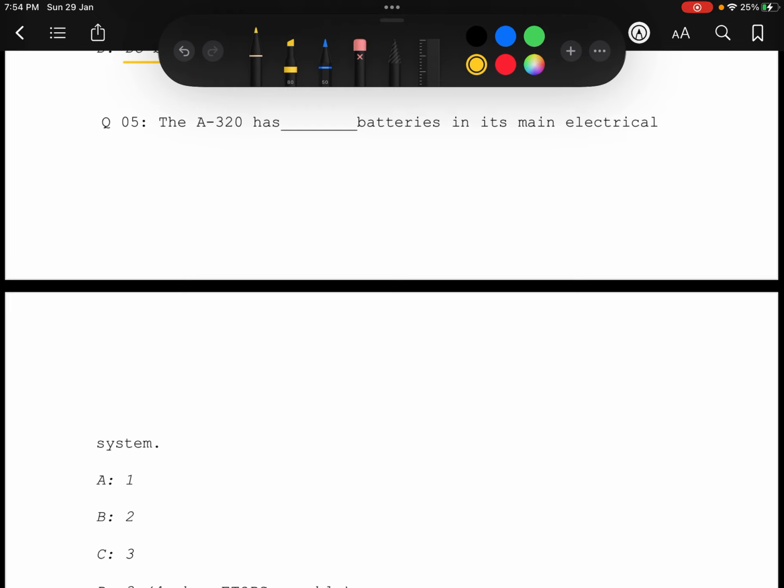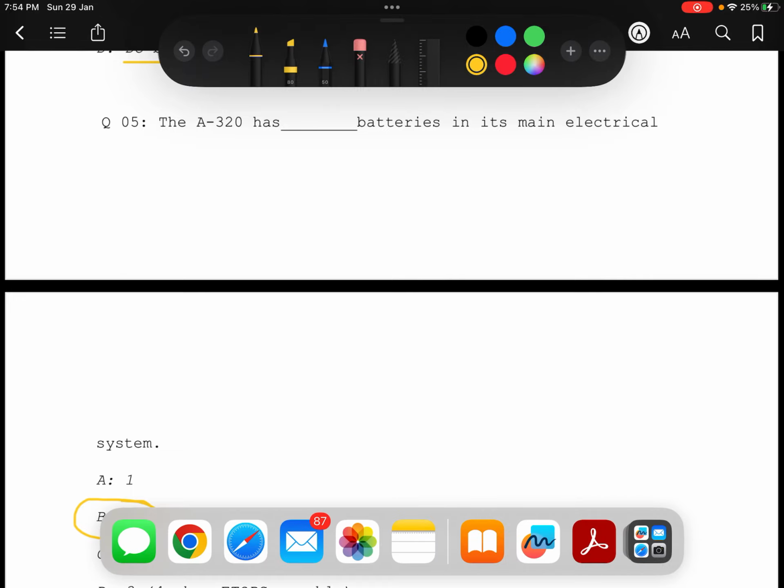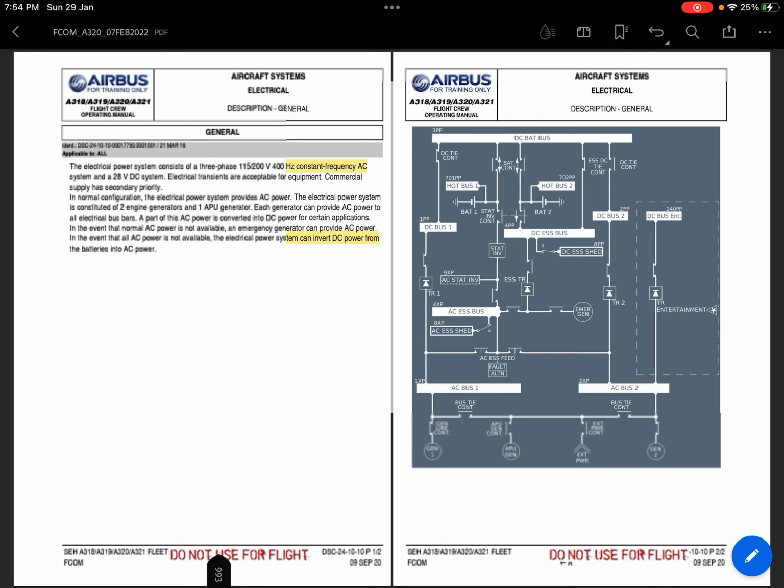A320 has how many batteries? It has 2 main batteries, right? We have a 28 volt DC electrical system, and I think batteries are of 24 or 25 volt. I'm not sure. We can go to the FCOM. Just a second. Here's the FCOM. We'll go to the first page only.